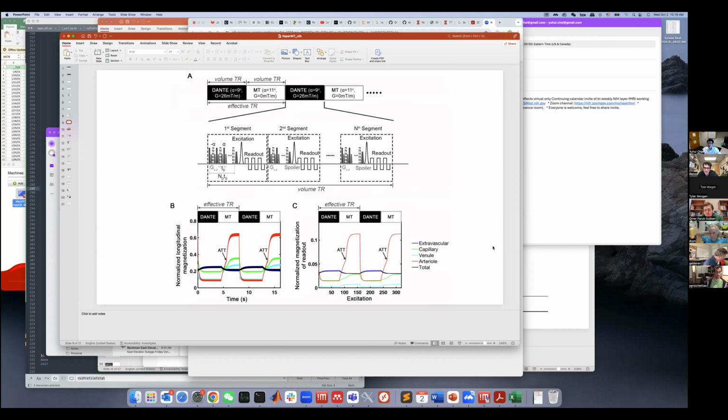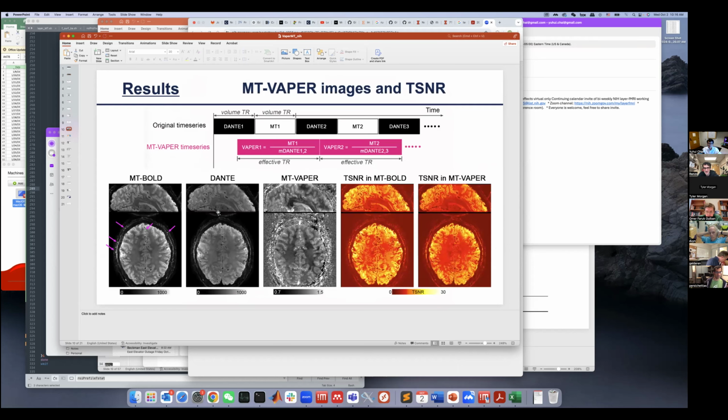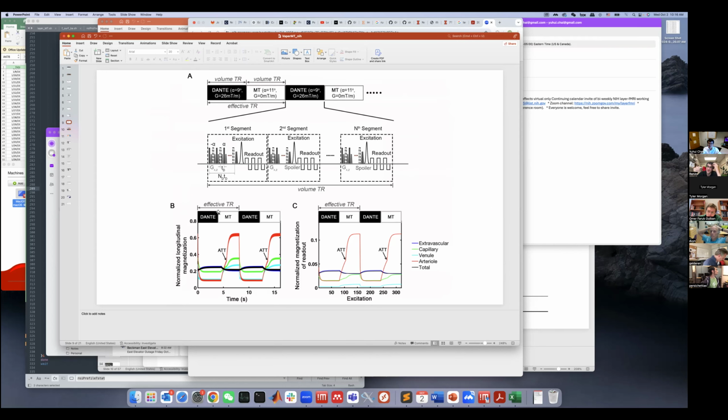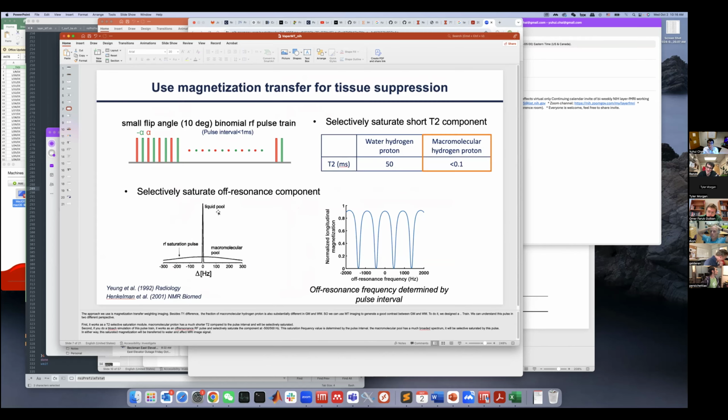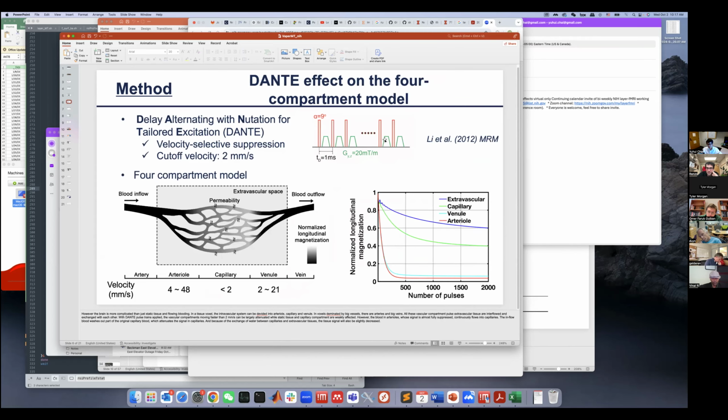I have a question, maybe about MT effects during the Dante. Basically, the preparation module has these binomial pulses, with gradients and without gradients. So even for your VAPER contrast, you would have an MT contrast to some degree that would suppress the VAPER contrast, right? That's a question I think also from previous ISMRM. For those binomial pulses, you definitely have this MT effect. But for the Dante pulse, when you have a gradient, does it have an MT effect?